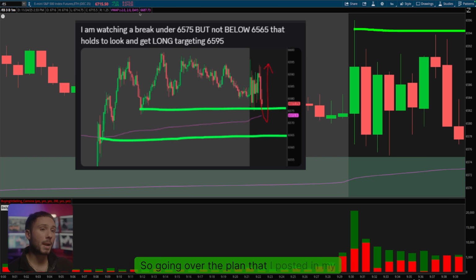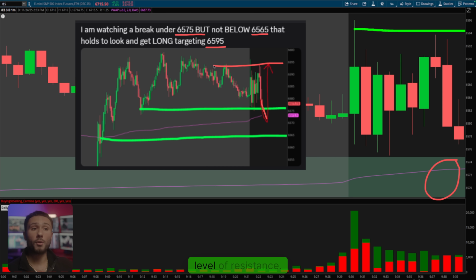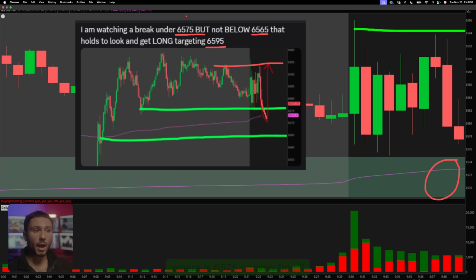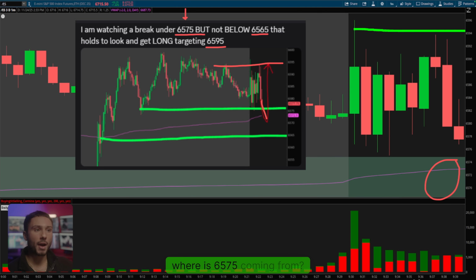So going over the plan that I posted in my community, the main thing that I was watching for on this session was for the market to break under 65.75, but not below 65.65. If the market sells off and holds this level, which is this green demand zone here, I would look to get long targeting 65.95, which again was just this upper level of resistance. Now, Carmine, where is 65.75 coming from?